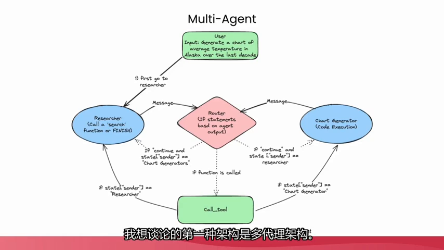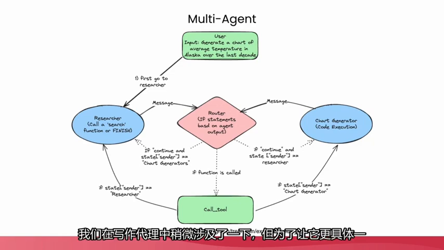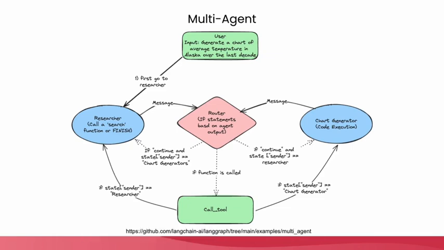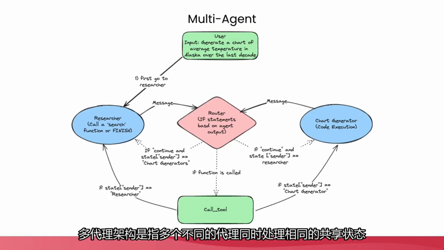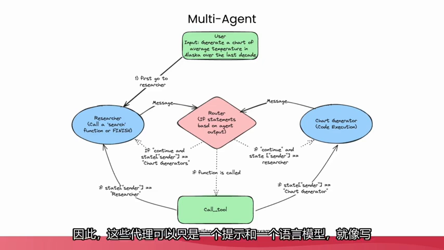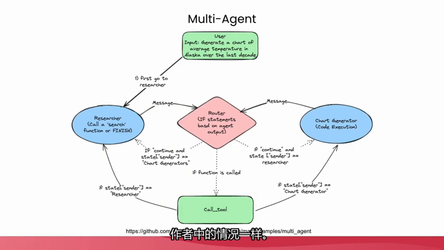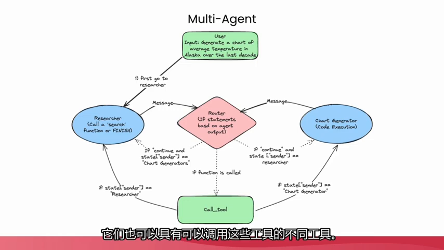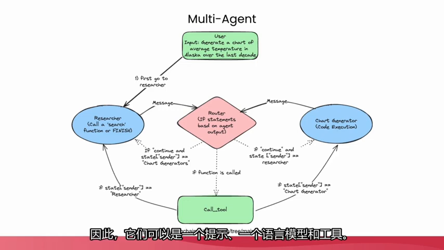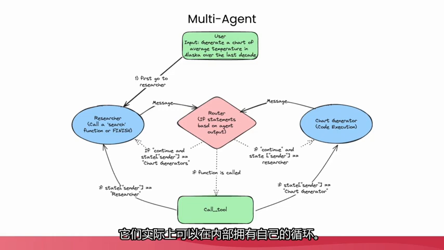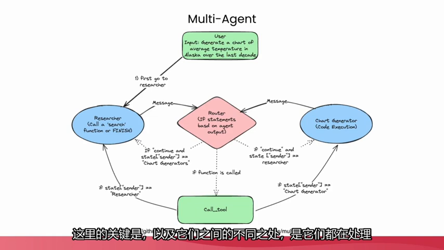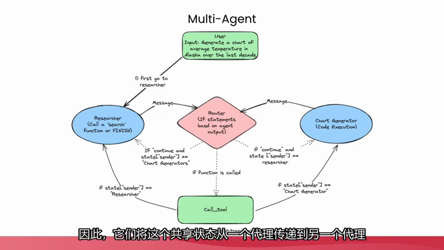The first architecture I want to talk about is a multi-agent architecture. And we covered this a little bit with the writing agent, but just to make it a little bit more concrete, a multi-agent architecture is when multiple different agents work on the same shared state. And so these agents could be just a prompt and a language model, as they were in the writer. They could also have different tools that they could call. So they could be a prompt, a language model, and tools. And they could actually have their own loops inside them. The crucial thing here, and the differentiator between the next thing that we'll see, is that they all work on the same shared state. So they're passing that around from one agent to the next.